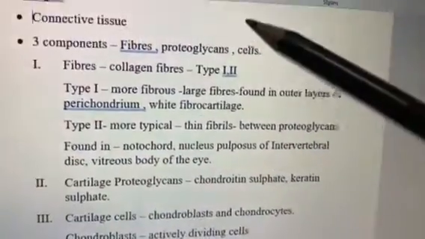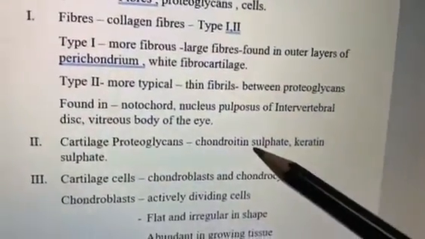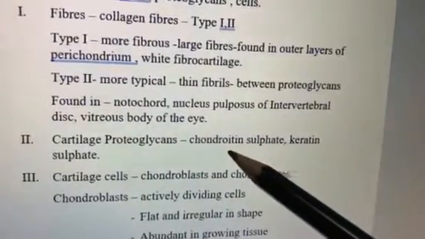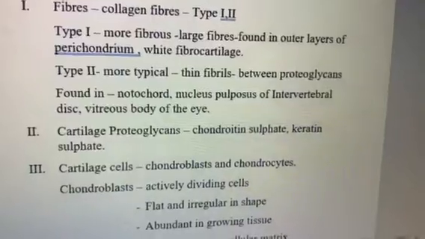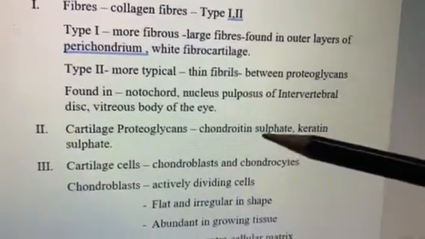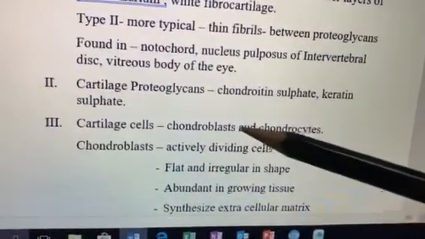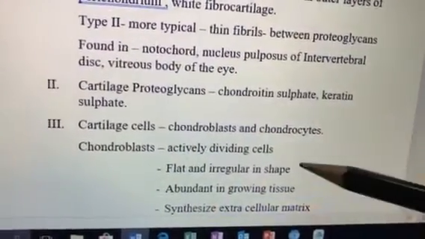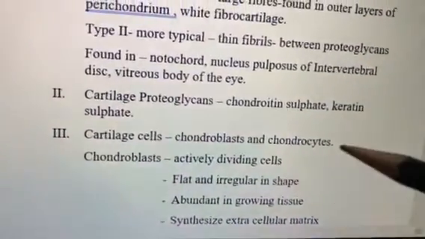And then second is proteoglycans. Proteoglycans is a cement like substance. It is made up of chondroitin sulfate and keratan sulfate. This is like a material, like glycosaminoglycans, that you might have read in biochemistry. And the third one is cartilage cells. Cartilage cells, you have the chondroblasts and chondrocytes. In cartilage, the same thing in the bone we will be writing as osteoblasts and osteocytes.